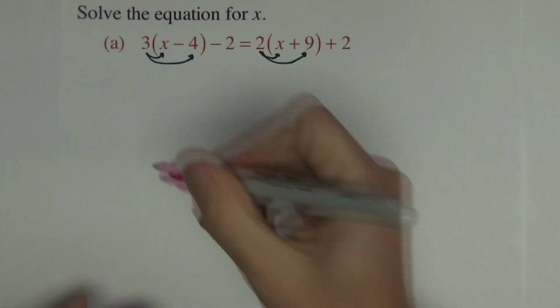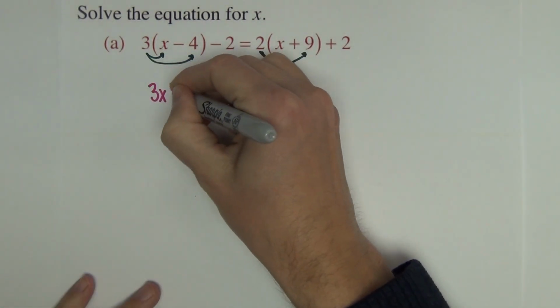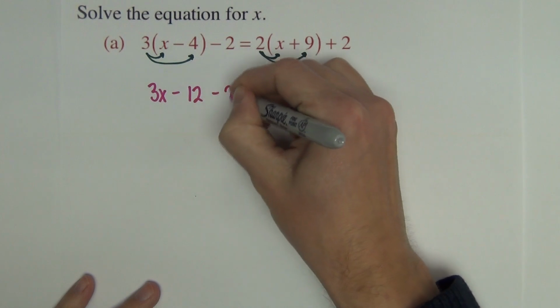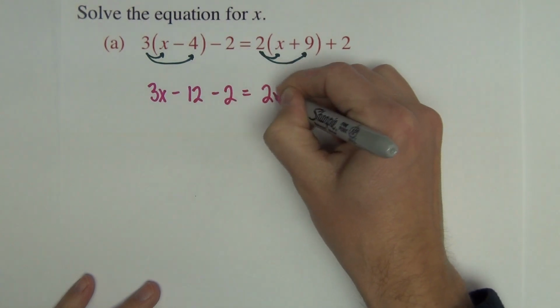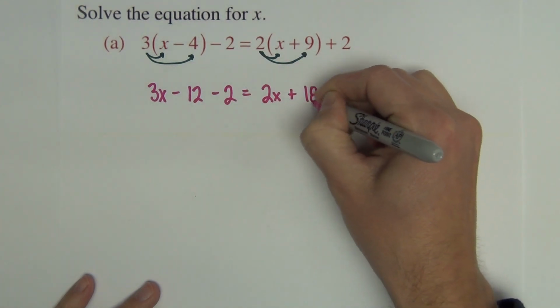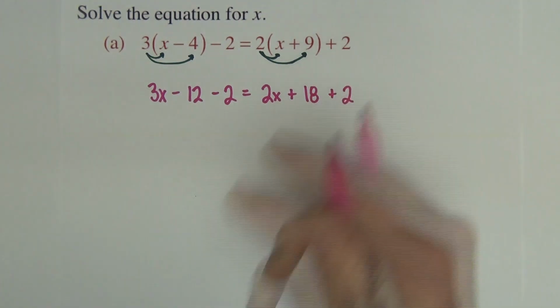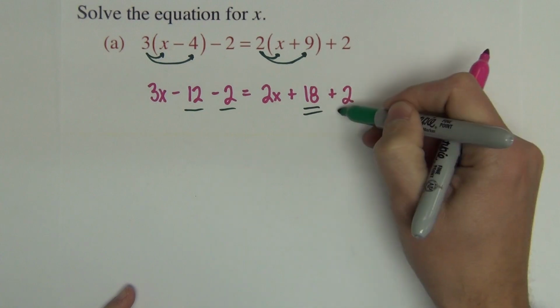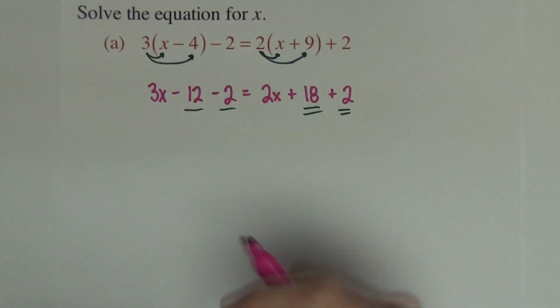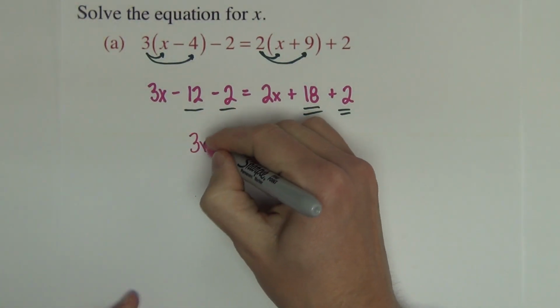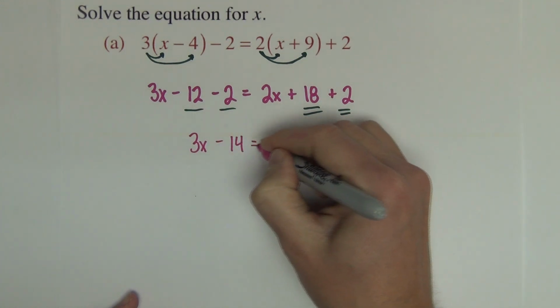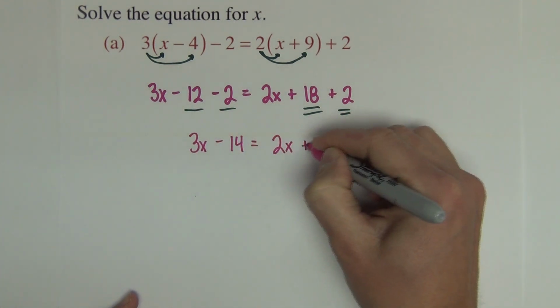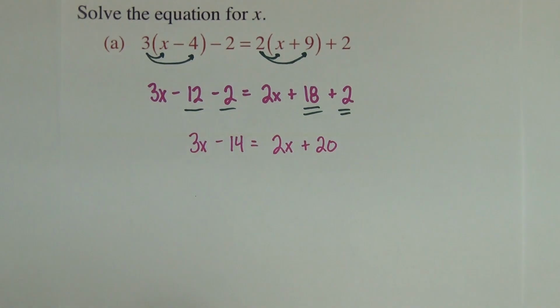Resulting in 3x minus 12 minus 2 equals 2x plus 18 plus 2. Now I'm going to combine like terms on each side respectively, giving me 3x minus 14 equals 2x plus 20.